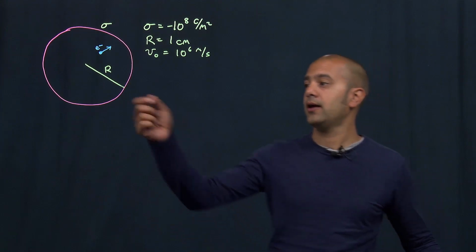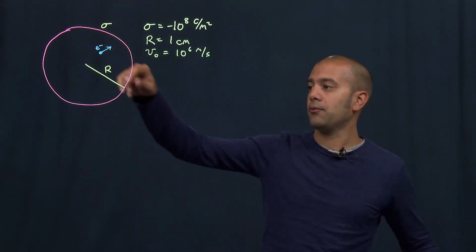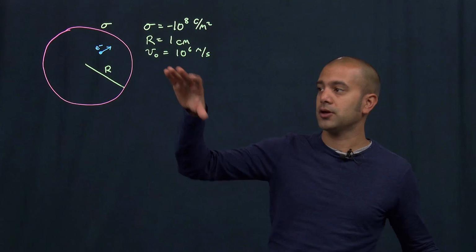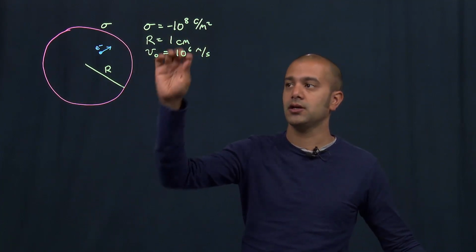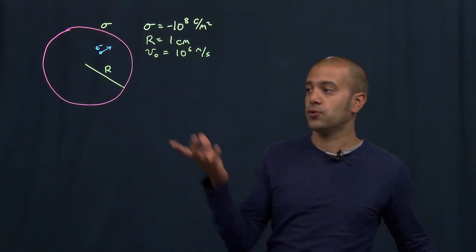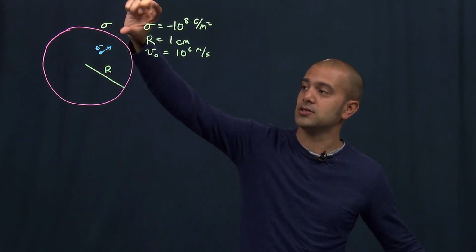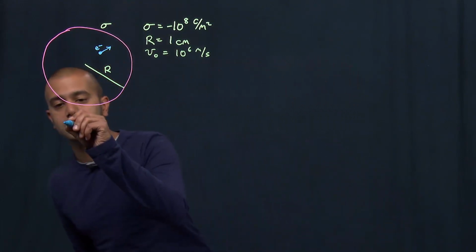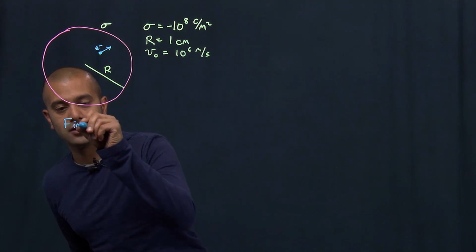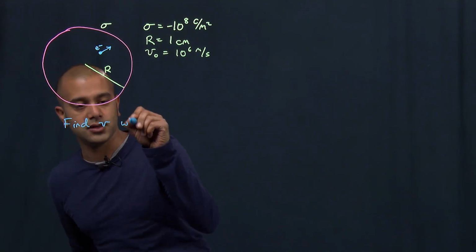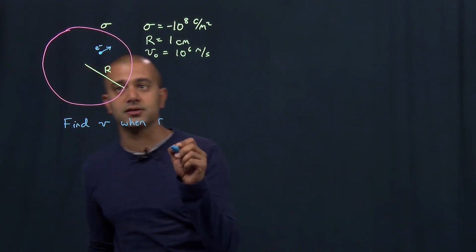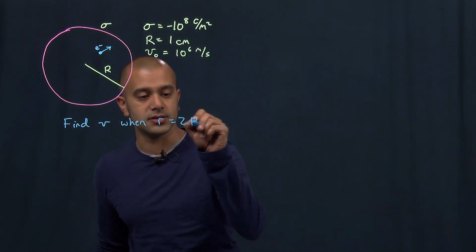Okay, so in this problem we have an electron inside of a charged shell, and we know the initial speed of the electron. We also know the characteristics of the shell, such as its charge density and its radius. What we're asked to find is the speed of the electron once it's a distance of 2R outside of the shell. So the question says to find the velocity when the radius of the electron is 2 times the radius of the shell.